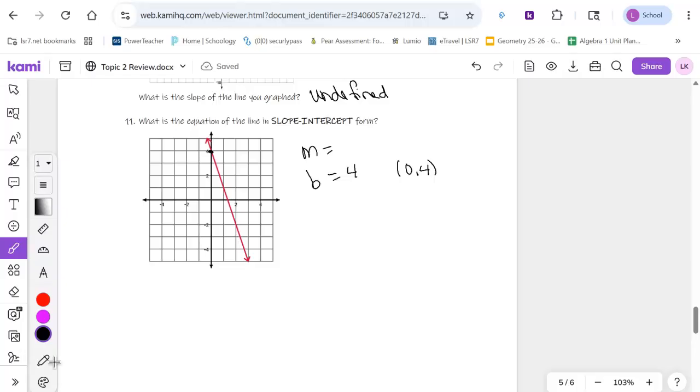So I'm going to look for another point on the line that crosses at the grid lines. I go up 1, 2, 3, plus 3, and I go to the left 1, so negative 1. Rise over run, so 3 over negative 1, so m is negative 3. Remember, slope-intercept form is y equals mx plus b. So I'm going to have y equals negative 3x plus 4.